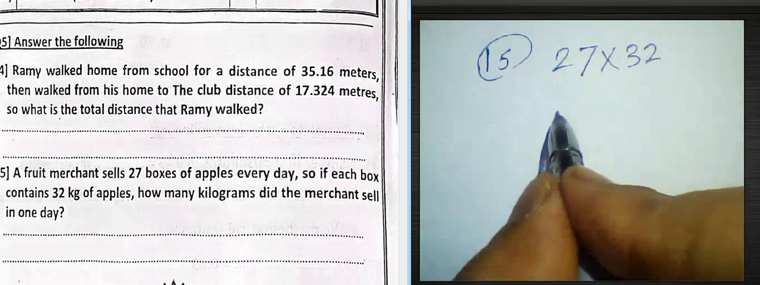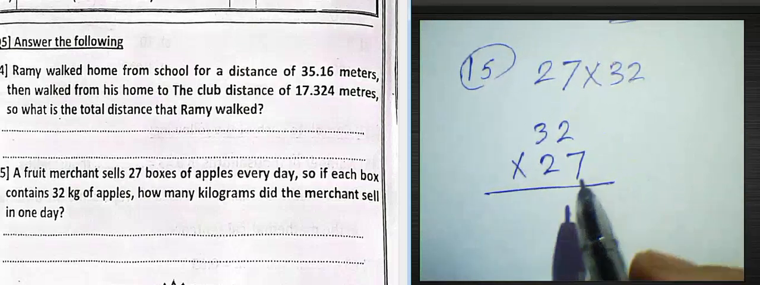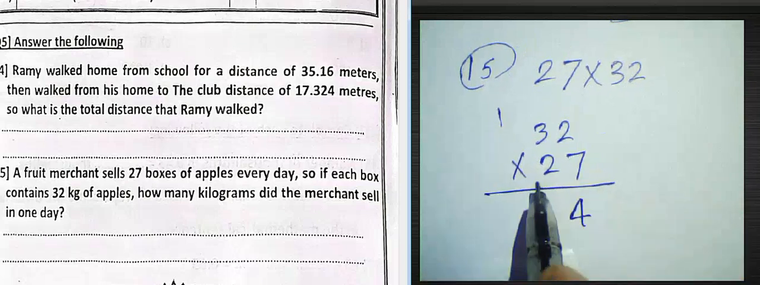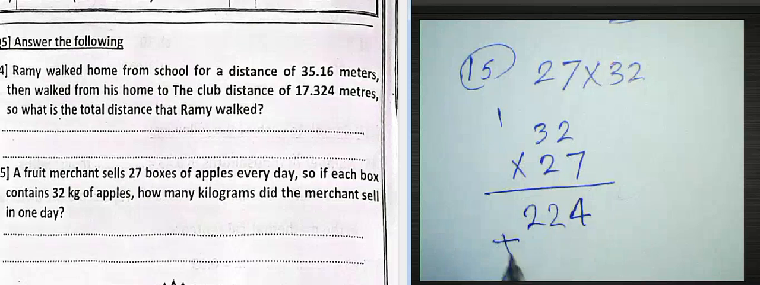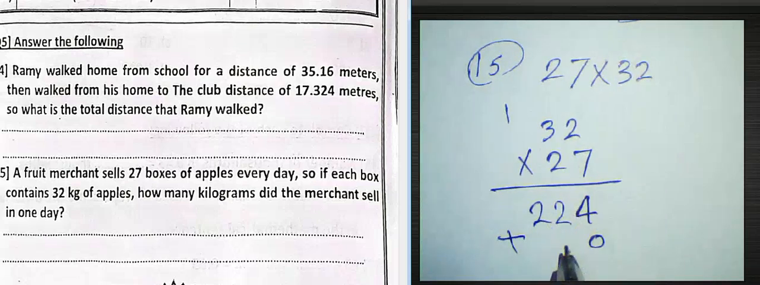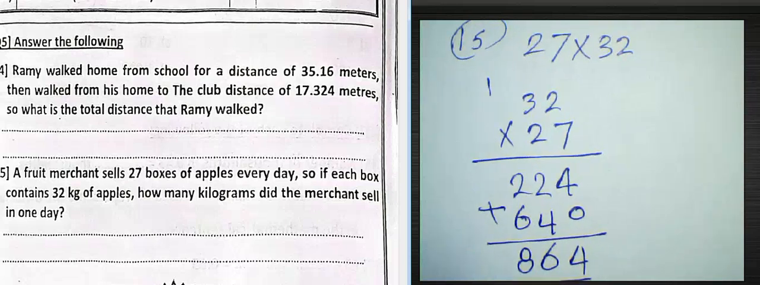We can use multiplication, 32 times 27. 2 times 7 equal 14, write 4 and carry 1, 3 times 7 equal 21, plus 1 equal 22, then write 0. 2 times 2 equal 4, 2 times 3 equal 6, and we can add them. 4 plus 0 equal 4, 2 plus 4 equal 6, 6 plus 2 equal 8. The result will be 864. Okay, it's kilograms.